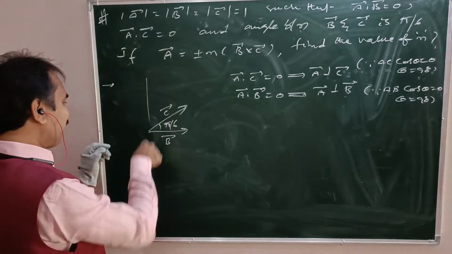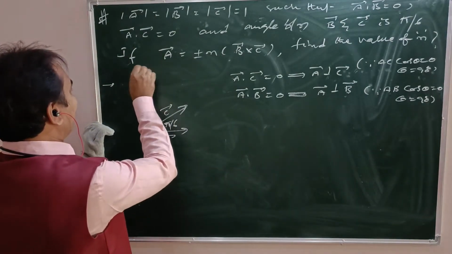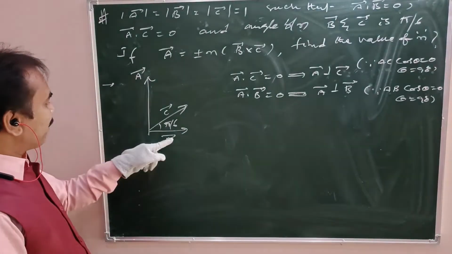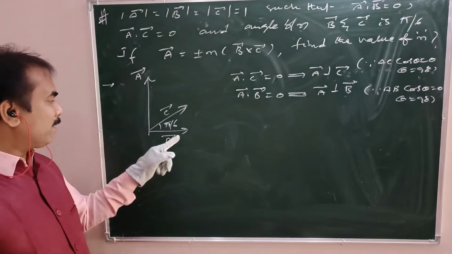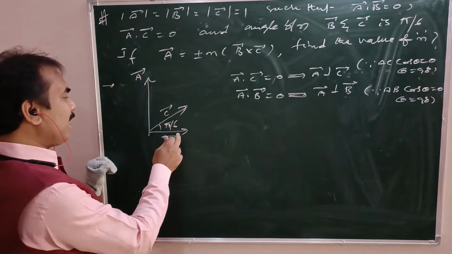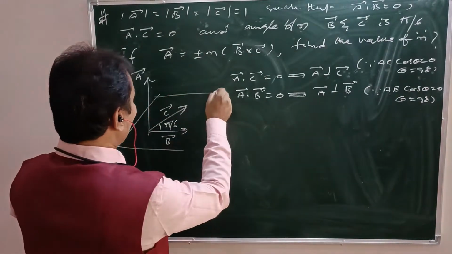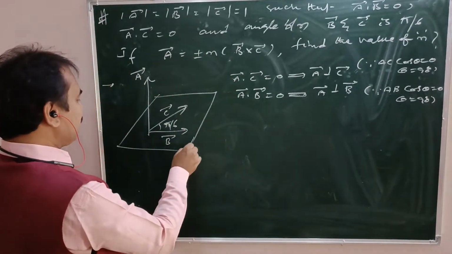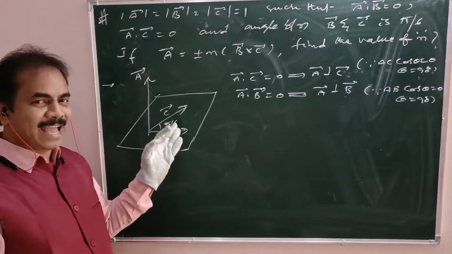Now I am writing A bar like that. This is A bar. So A bar is perpendicular to B, and also perpendicular to C. Now, what about B and C? They are coplanar vectors, lying in the same plane, such that the angle between these two is pi by 6. This is one plane. Now we can easily understand: B and C are coplanar vectors with pi by 6 as the angle between them.